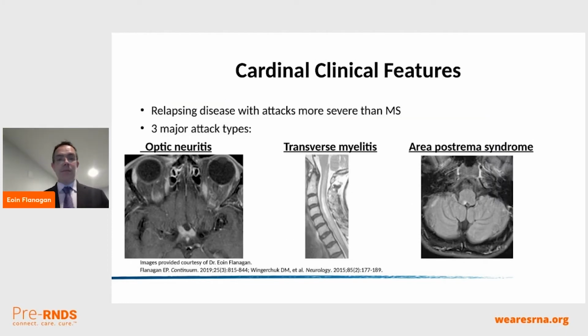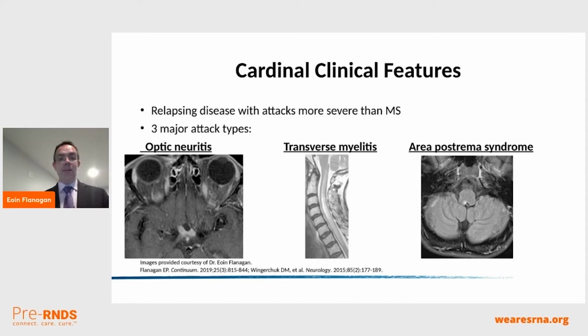The main clinical features are 3 types of attacks that patients have with the neuromyelitis optica spectrum disorder. The first is called optic neuritis, which we can see here on the left, where we see an MRI showing evidence of inflammation within the optic nerves. The second is transverse myelitis, which we can see here in the middle with this long area of signal abnormality. And then the third is an area postrema syndrome, which can result in nausea, vomiting, and hiccups.